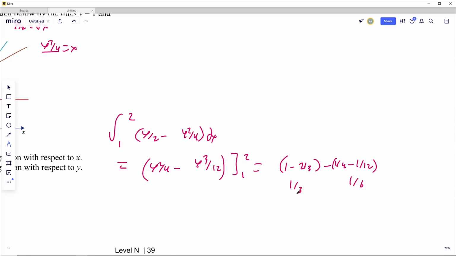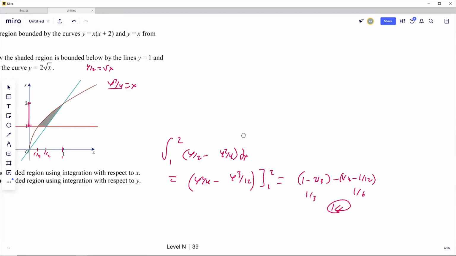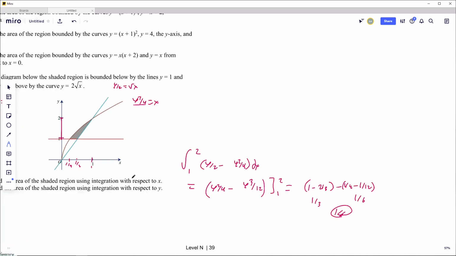Let me double check once. Yeah, you get 1 over 3. 1 over 3 minus 1 over 6. As expected, you get 1 over 6, which is actually what we got here. I deleted it, but yeah, what we got here.